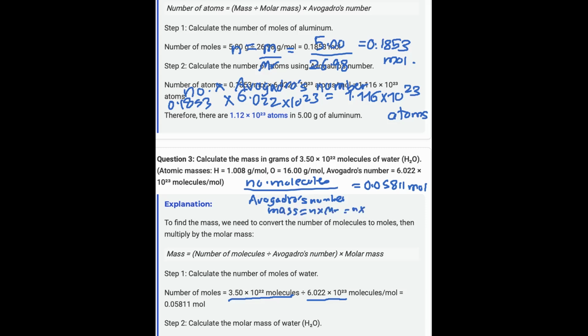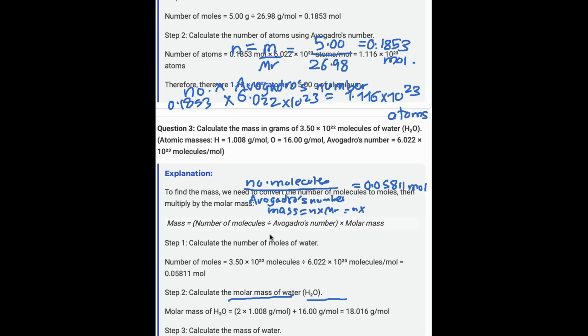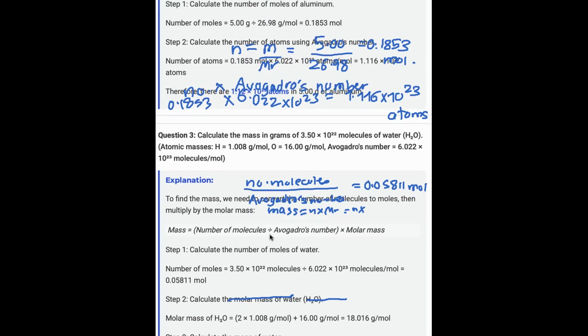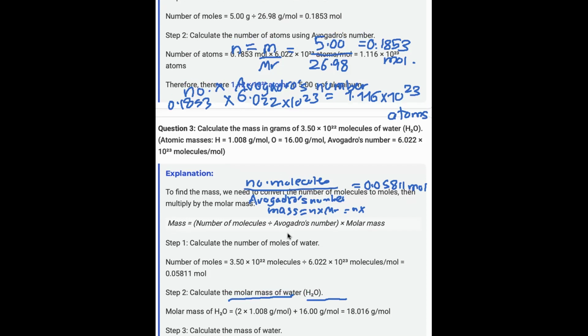The molar mass of water will be the addition of oxygen and 2 hydrogens. So 16 plus two hydrogens, which is 1.008 multiplied by 2. The total is 18.016 grams per mole.